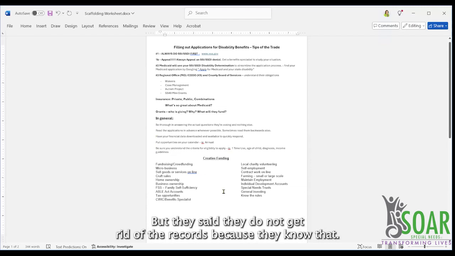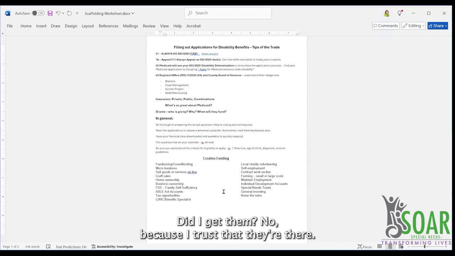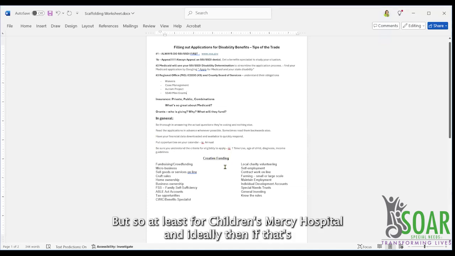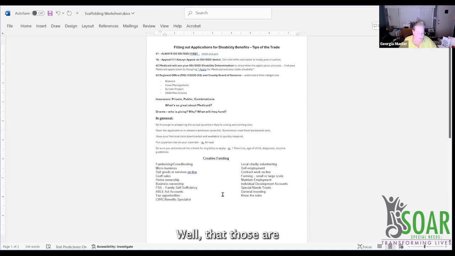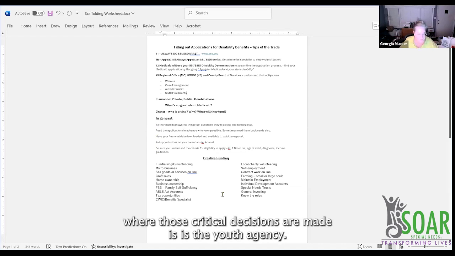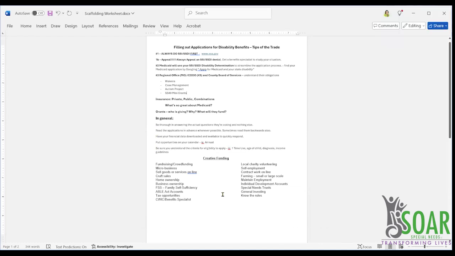But they said they do not get rid of the records because they know that. Did I get them? No, because I trust that they're there. At least for Children's Mercy Hospital, and ideally for other children's hospitals, they will hold on to things. I hope so. Those youth ages are where those critical decisions are made. Right, so it's important. I'm glad to hear that.